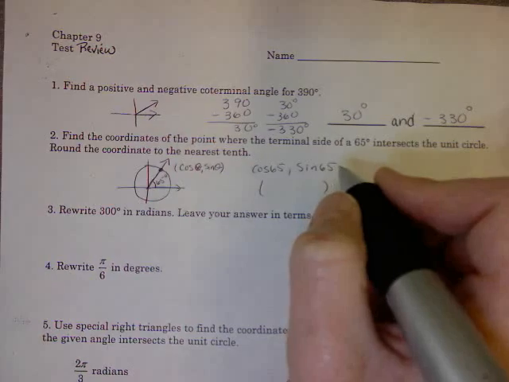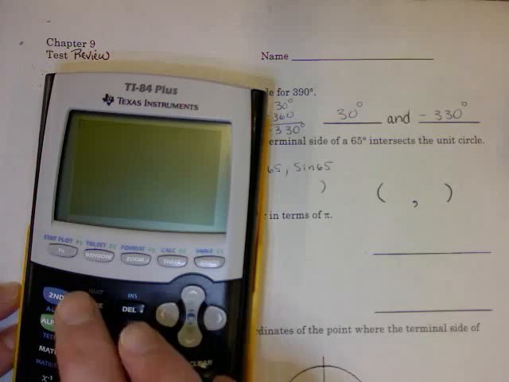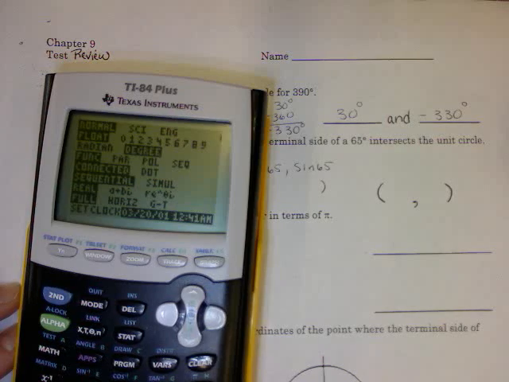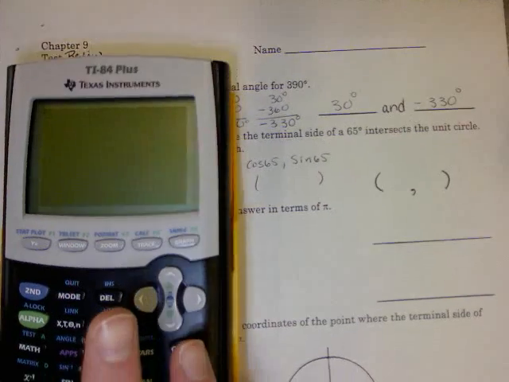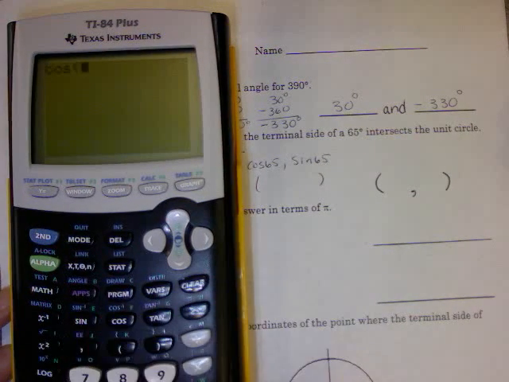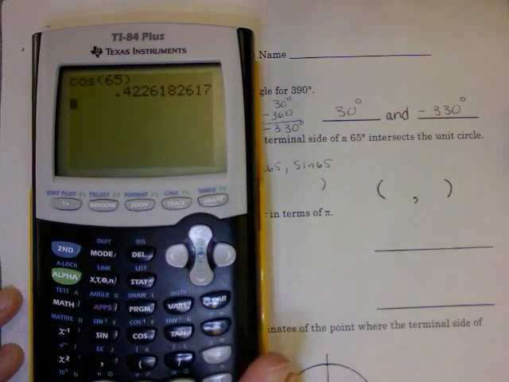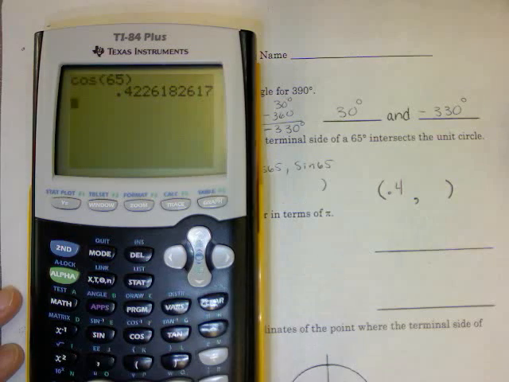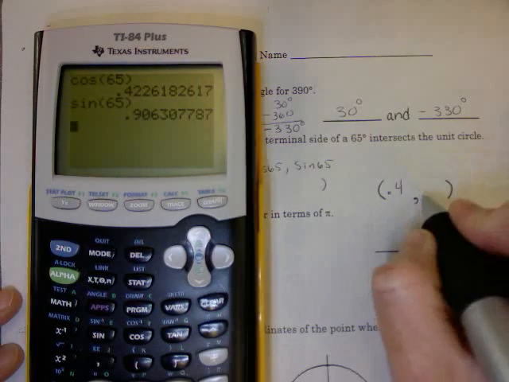You need to make sure your calculator is in the correct mode. On your calculator, go to mode and make sure you are in degree mode so that we can get the correct answer. So all you do is substitute in your calculator. Cosine of 65 will give you 0.422. We want to round this to the nearest tenth, which is 1 decimal place. So the cosine of 65 is 0.4. And then sine of 65 gives the y-coordinate, and that is 0.9.